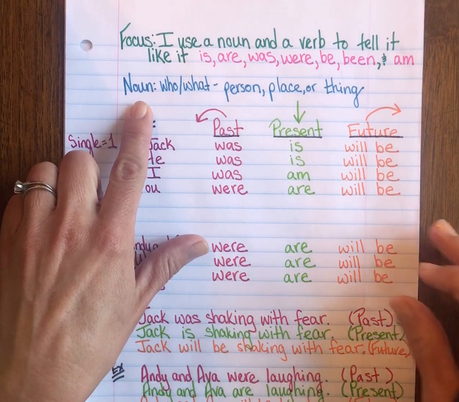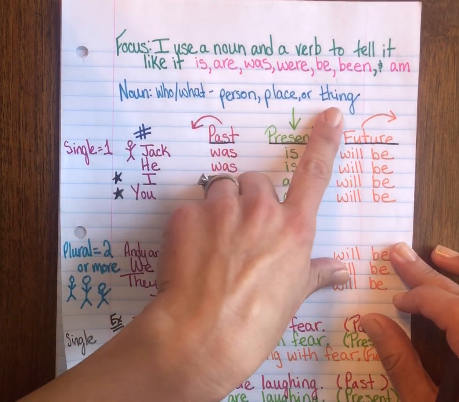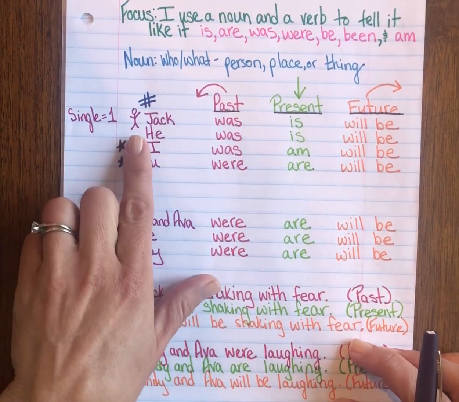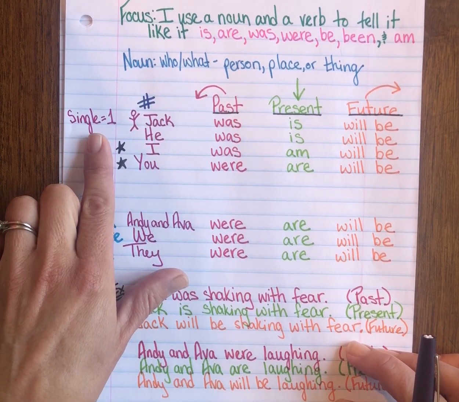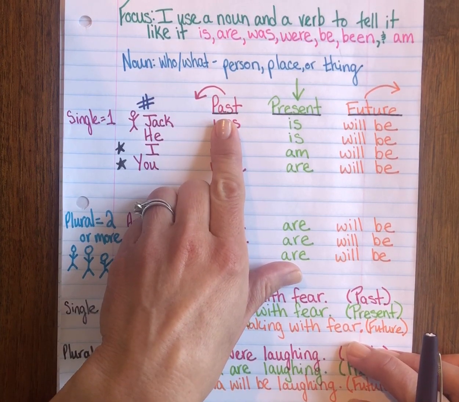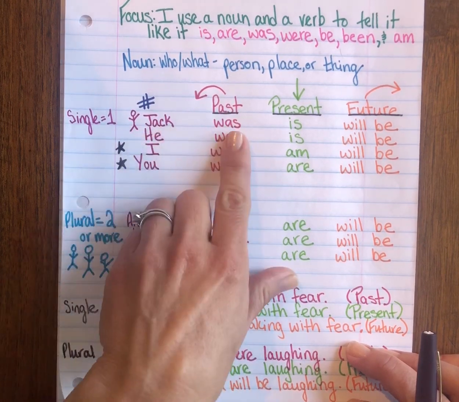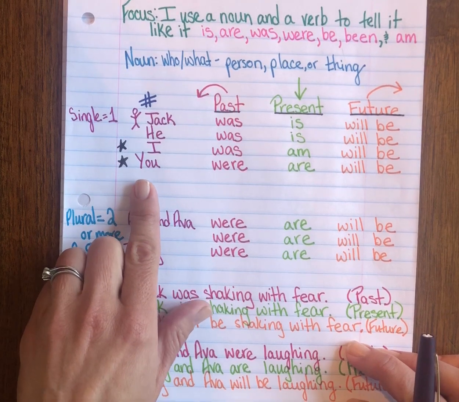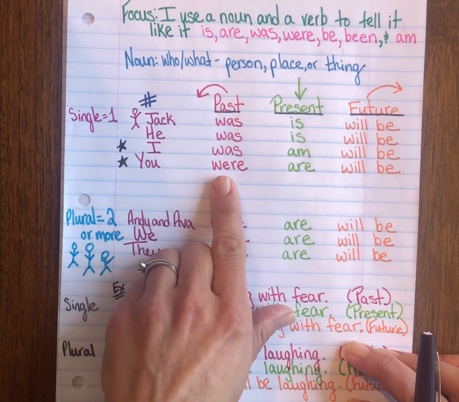We know that every sentence has to have a who or a what the sentence is about. It could be a person, place, or thing. And when we use the verb of being or a helping verb, we would notice that there are different uses for them. If we're talking about one person, place, or thing, and we're talking about something that happened in the past, we would use the verb was. So Jack was, or he was, I was, but you'll notice, even though we're talking about one person, we wouldn't say you was, we say you were.